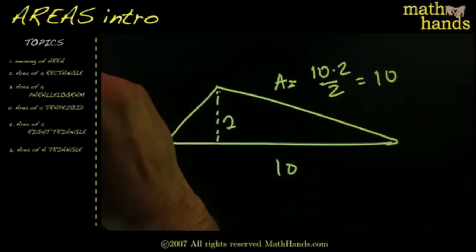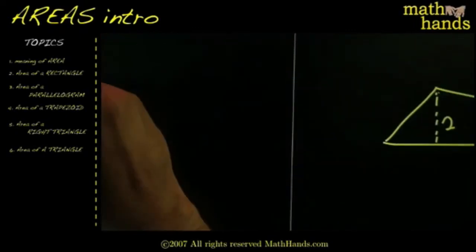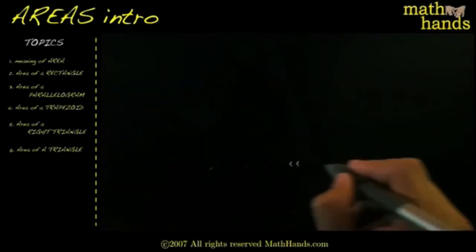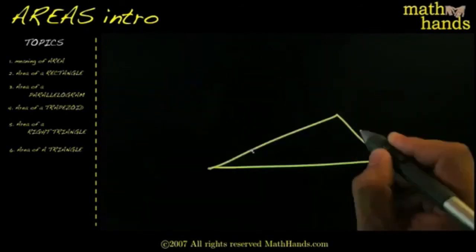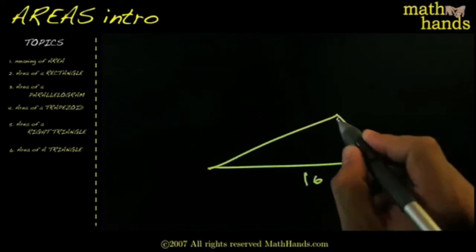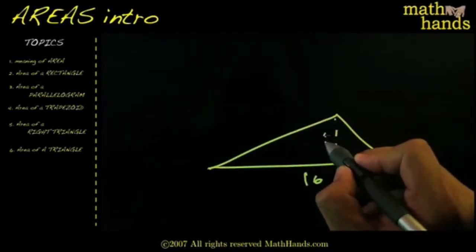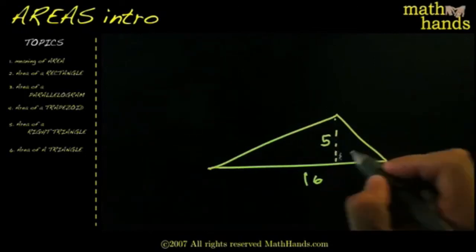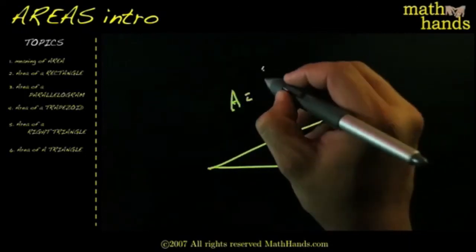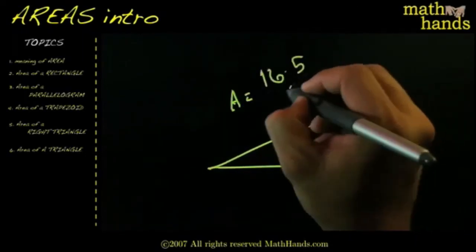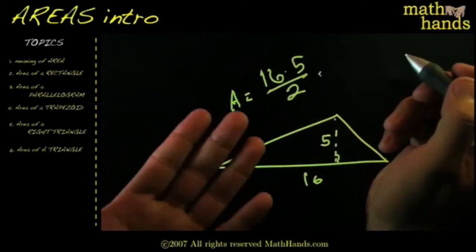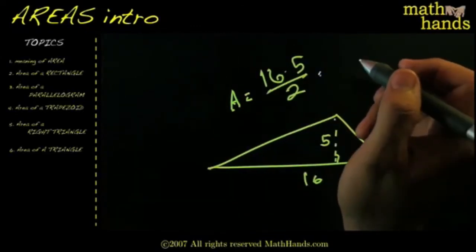Again, if you had a triangle where the base was 6 and the height was 5, the area would be base times height divided by 2. Just like that. Easy, huh?